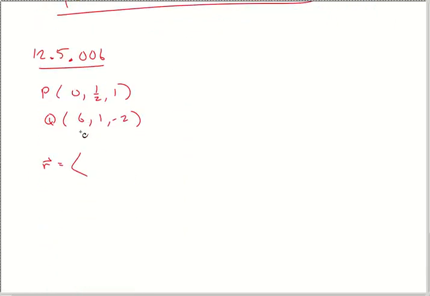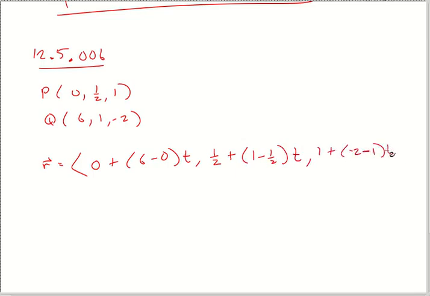So looking at my x's, I start with my initial, and then I have my terminal minus initial, and then times t. And the same for each component. So I start with my initial, and then plus my terminal minus the initial, times t. Last one, starting with the 1, and then I got the negative 2 minus the 1, and then times a t.